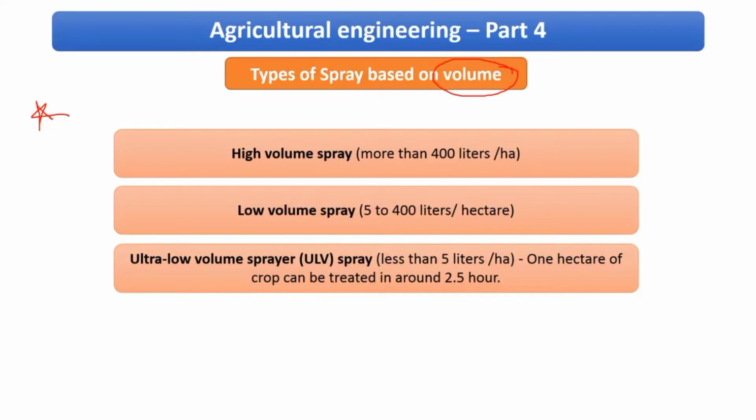So when you talk about types of spray based on volume, it is high volume spray. It has a capacity of more than 400 liters per hectare, very important, right? And there's low volume spray, 5 to 400 liters per hectare. Make note of this. There's also the third category, which is ultra low volume sprayer, okay? And it has a capacity of less than 5 liters per hectare. So this classification, please pause the video, then and there finish it off, right?